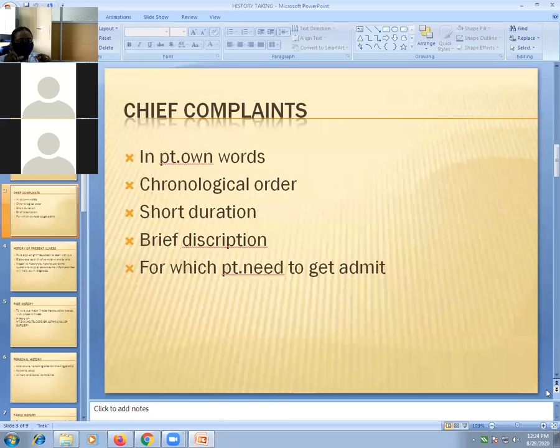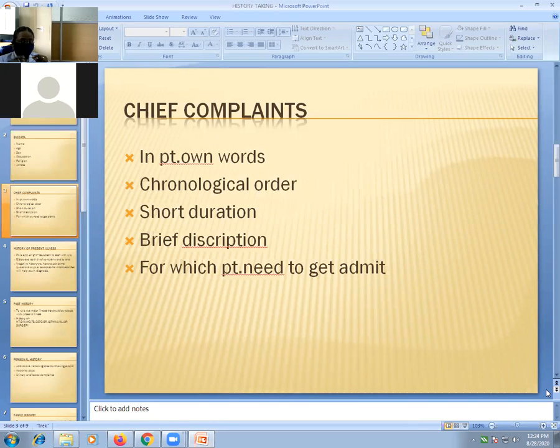In the patient's own words, chronological order, short duration, with a brief description. Later on I will tell how to describe each and every complaint. So there should be a brief description of the complaint, and the chief complaint should be for which the patient needs to get admitted. Keep in mind, not since 6 months, not 1 year. Why is the patient admitted now? You have to mention that. So chief complaint in the patient's own words, chronological order, short duration with brief description.